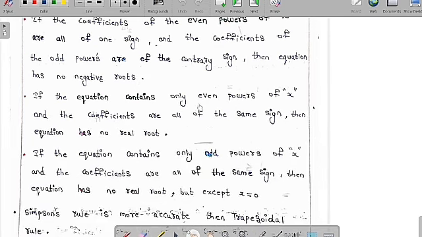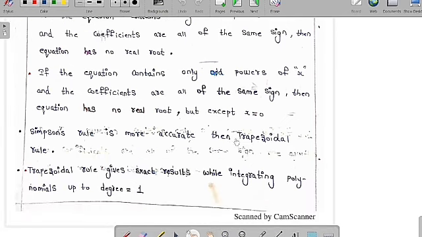Similarly, if the equation contains only even powers of x and the coefficients are all of the same sign, then the equation has no real root. You can go for the same procedure and we get the same thing here also. If the equation contains only odd powers of x and the coefficients are all of the same sign, then the equation has no real root except at x equal to 0, same as the previous one. Simpson's rule is more accurate than the trapezoidal rule.